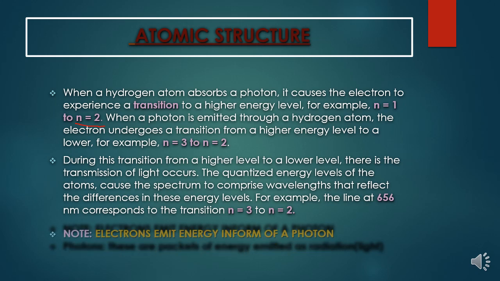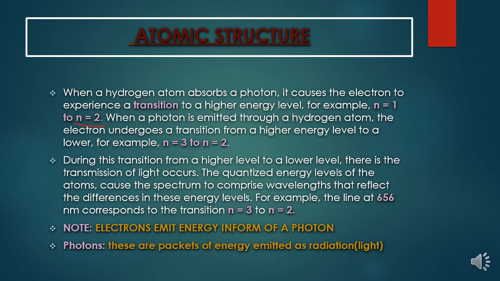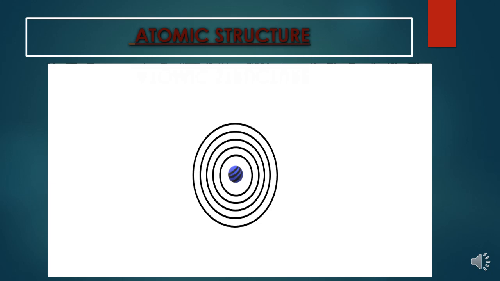So one thing that you're supposed to know is that electrons emit energy in the form of a photon. As we earlier discussed, photons are just packets of energy. They can be emitted or absorbed as radiation, which is light. So now let me give an illustration here.